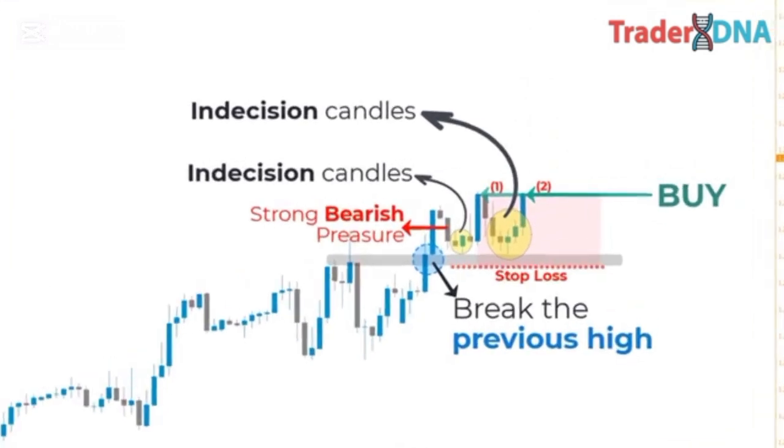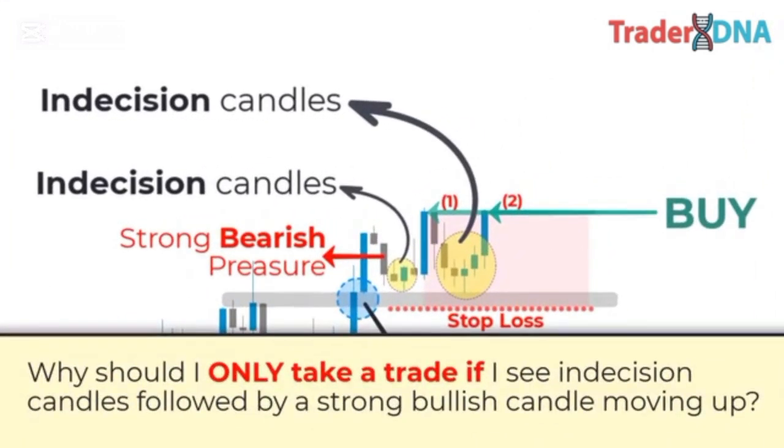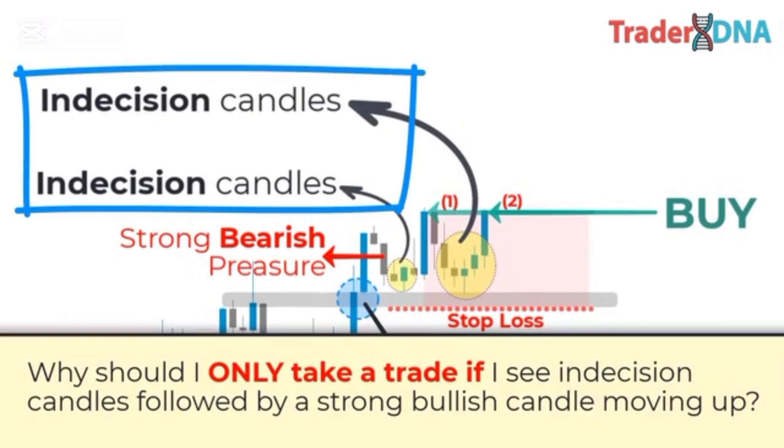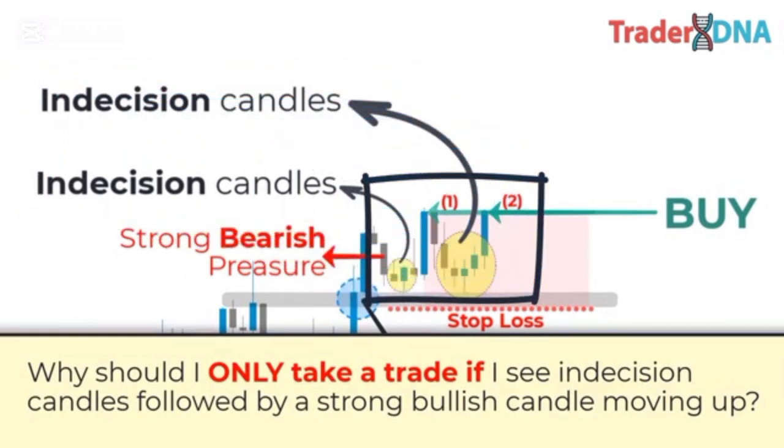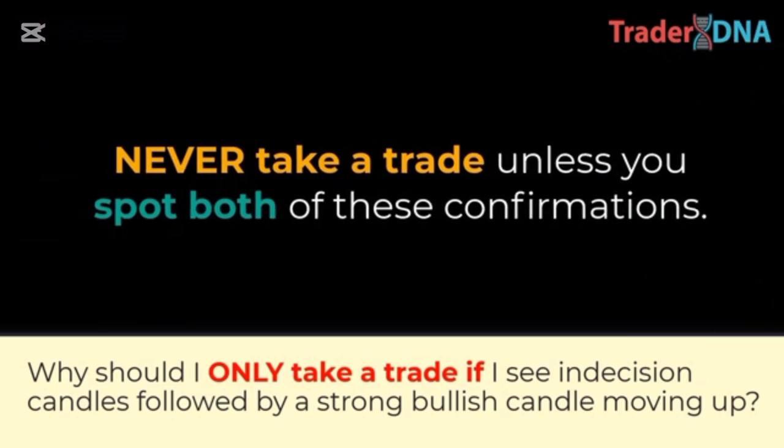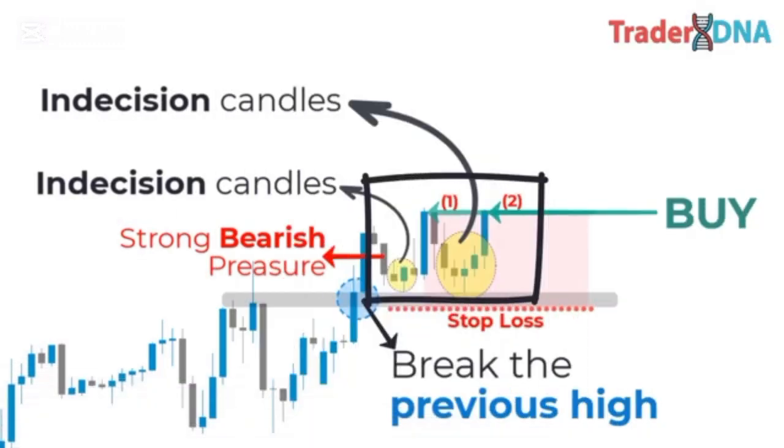Now, you might be asking, why should I only take a trade if I see indecision candles followed by a strong bullish candle moving up? That's an awesome question. And here's the secret. Never take a trade unless you spot both of these confirmations. Why? Because the market needs to clearly establish a level showing us it's actually committed to continuing the bullish trend.